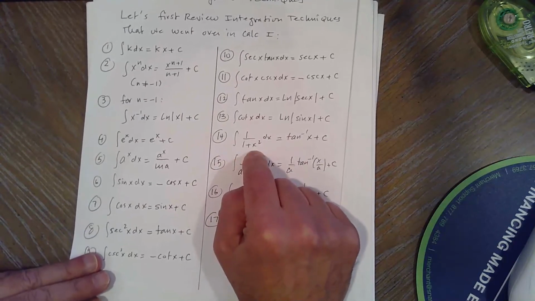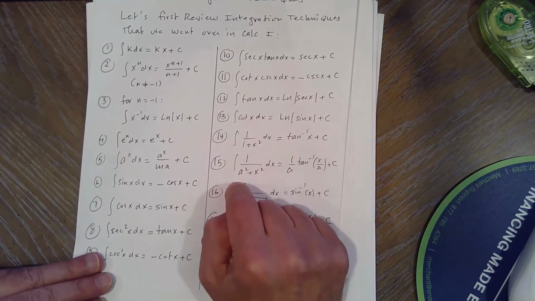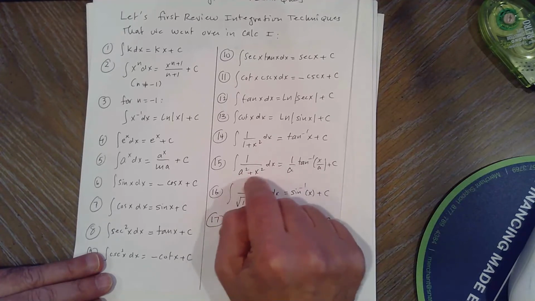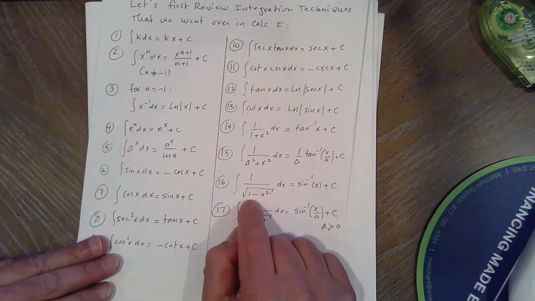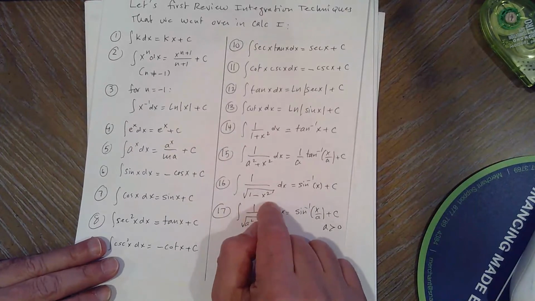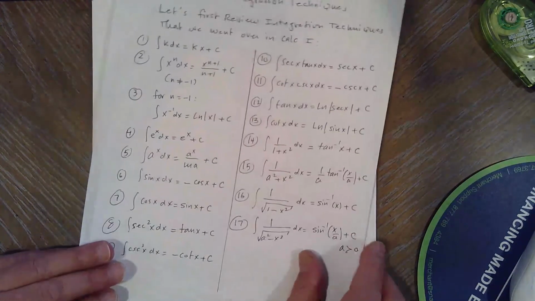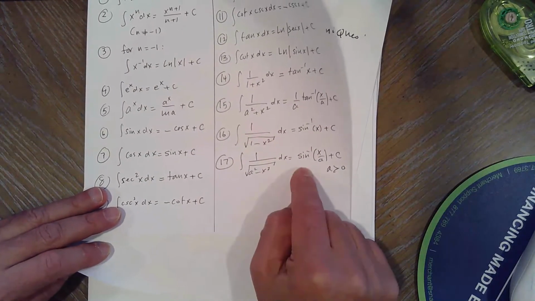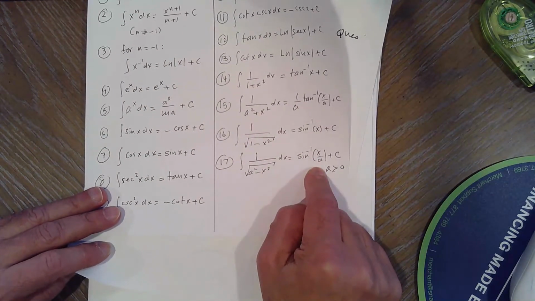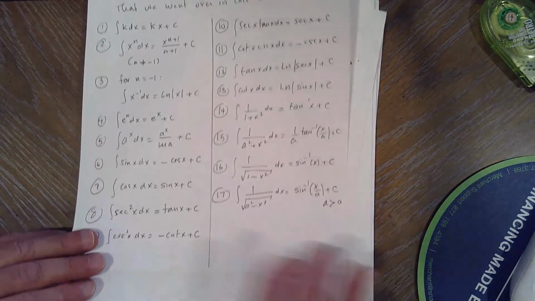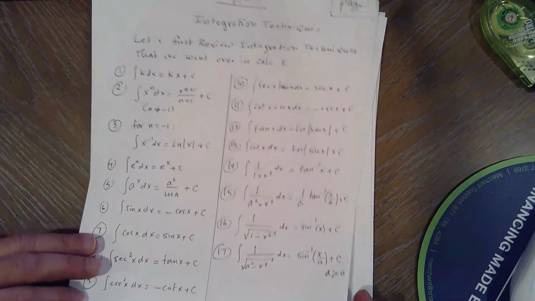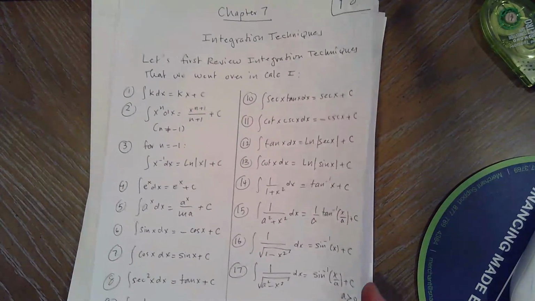1 over 1 plus x squared is tangent inverse. 1 over a squared plus x squared is 1 over a tangent inverse x over a. Again, you can do that by substitution. And then 1 over square root of 1 minus x squared is sine inverse x. And 1 over square root of a squared minus x squared is sine inverse of x over a plus c. Okay, these are the rules of integration that we went over in Calc 1 and some of Calc 2.